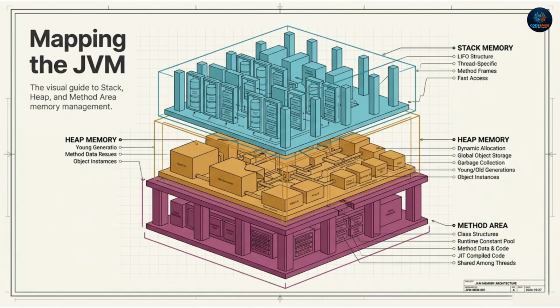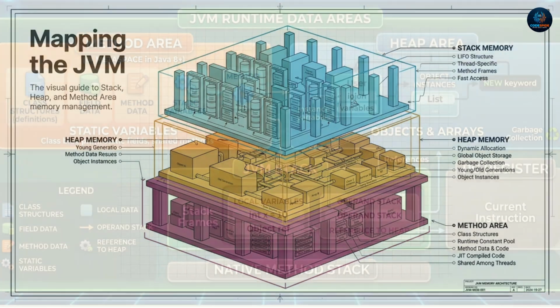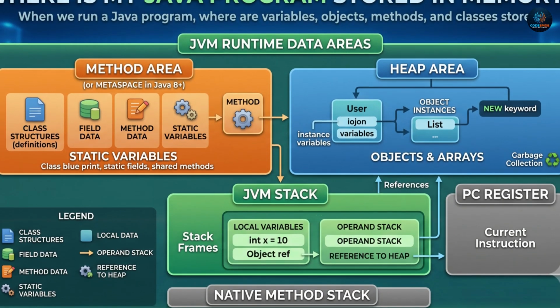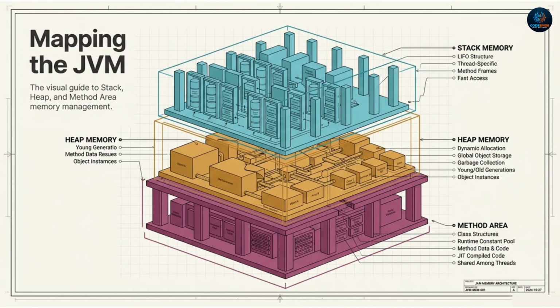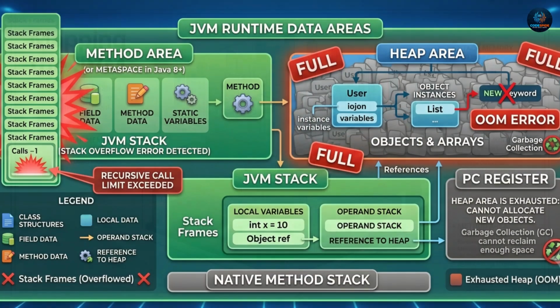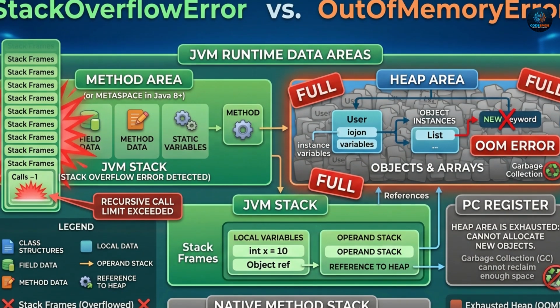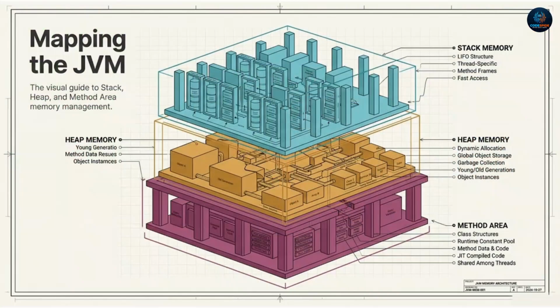When we run a Java program, have you ever thought about where our variables, objects, methods, and classes are stored? How does Java manage all this data in memory? And why do we sometimes get errors like StackOverflowError and OutOfMemoryError? So don't worry, in today's video we will understand Java memory management in the simplest way possible.